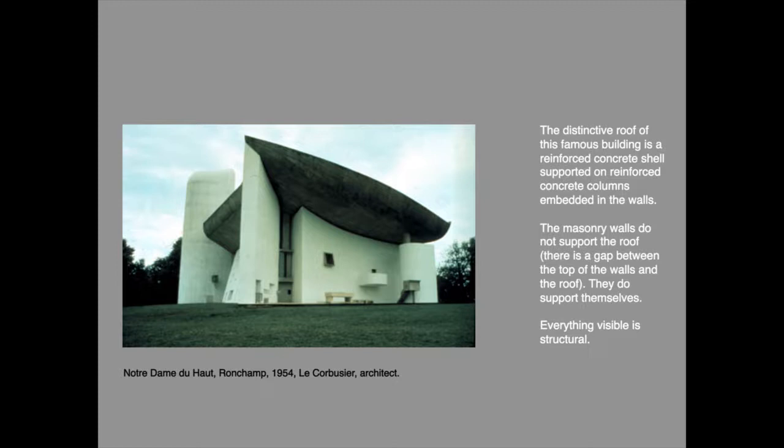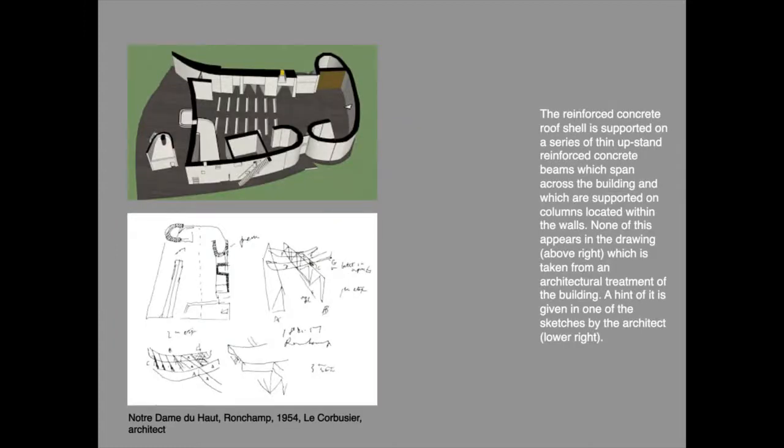They do not support the roof, which is a reinforced concrete slab with an upwardly curved edge, which is supported on a series of beams which span across the building. The arrangement is just discernible in the sketch by Le Corbusier shown here. The beams cross the building and are supported on two rows of columns which are located within the masonry walls, but which are separate from the walls.